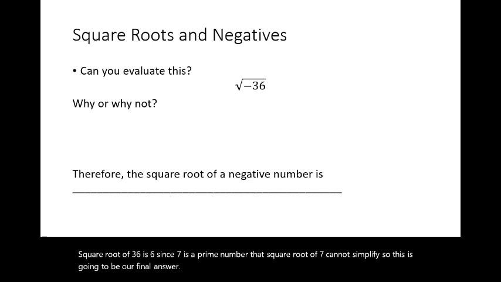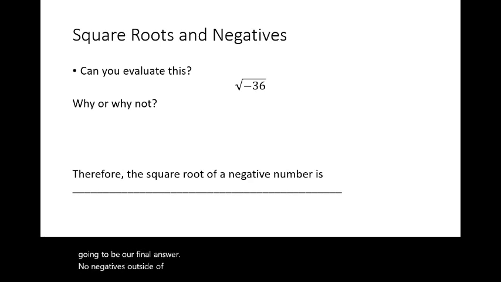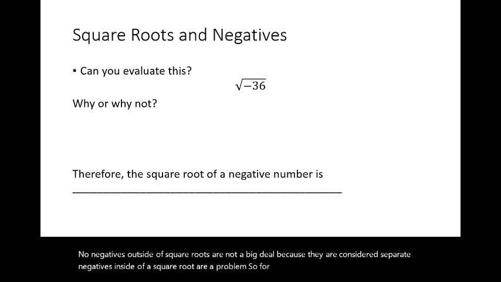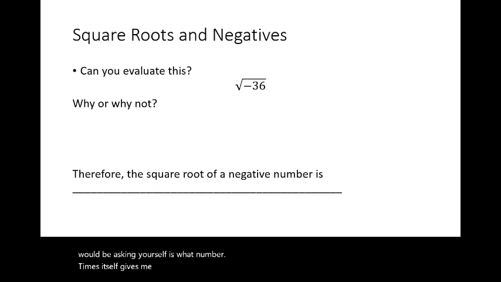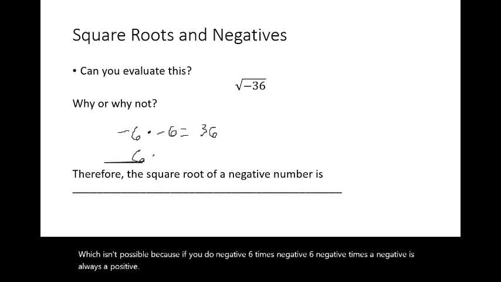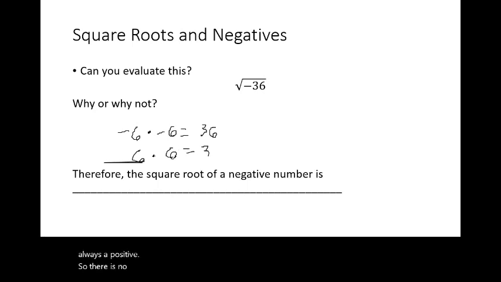Now, negatives outside of square roots are not a big deal because they are considered separate. Negatives inside of a square root are a problem. So for the square root of negative 36, what you would be asking yourself is what number times itself gives me negative 36, which isn't possible. Because if you do negative 6 times negative 6, a negative times a negative is always a positive. So there is no number that times itself will give you negative 36.